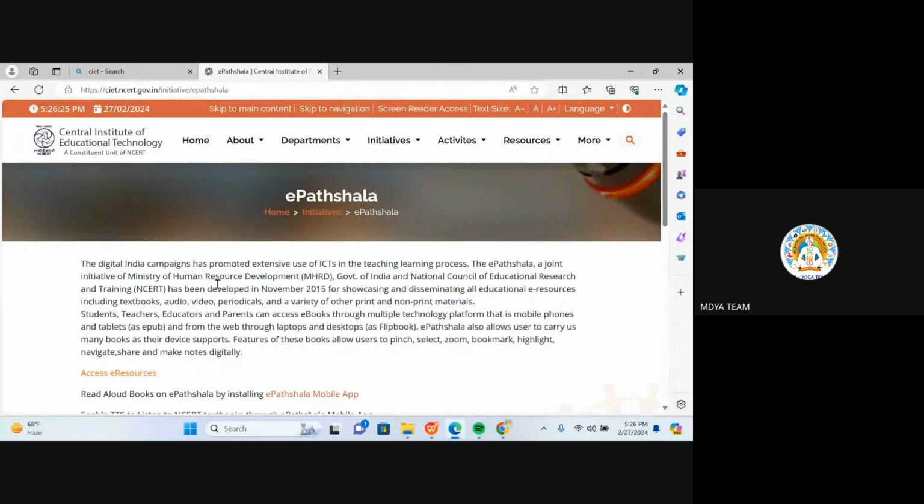Ministry of Human Resource Development and the National Council of Education Research and Training, NCERT. This is a joint initiative of the MHRD and NCERT in November 2015. You have to learn the year, November 2015. This app provides the e-books, okay? That's it.